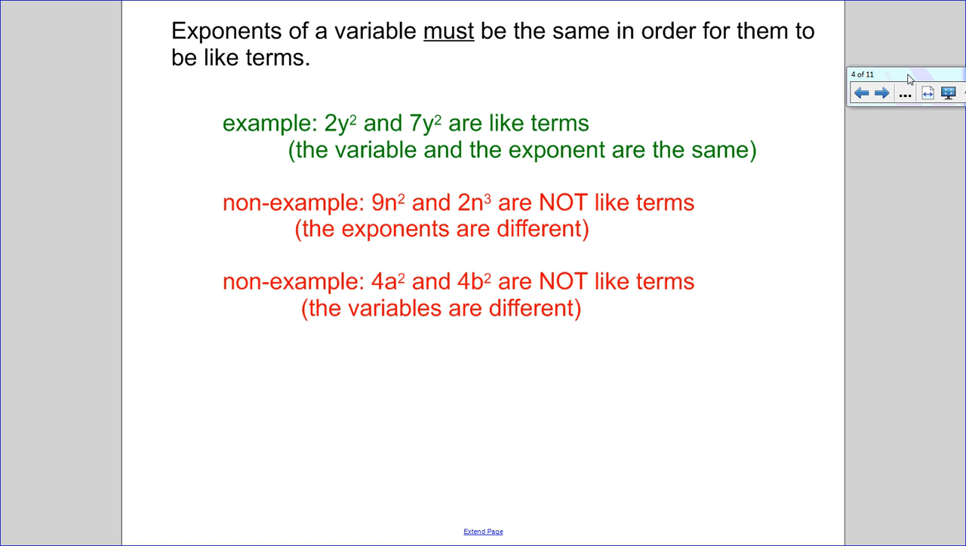A non-example. 9n to the second power and 2n to the third power are not like terms. The exponents are different. Another non-example. 4a to the second power and 4b to the second power are not like terms. The variables are different. So again, exponents of a variable must be the same in order for them to be like terms, and the variable must be the same as well.